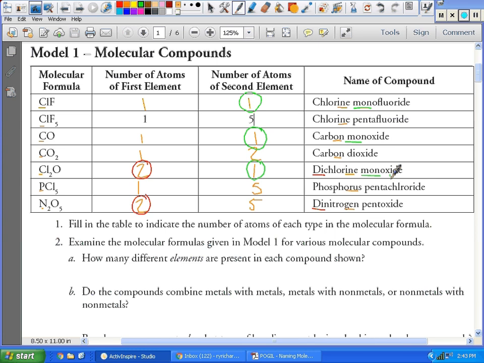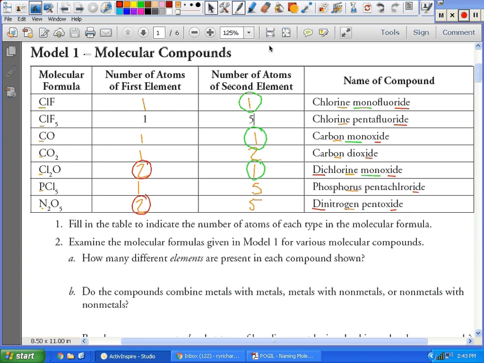Again, one more time. When does the first element have a prefix? When it's more than one. When does the second one have a prefix? Always. Now the last part that I need to ask is, look at the ending on all of these. What do you notice about the ending on every single one of these second words? It all ends in -ide. So there's an ending change on only the second word. Make sure that as we're going through this, you catch all of those things. It's the simplest thing to do, but it's the easiest thing to mess up if you're not paying attention.